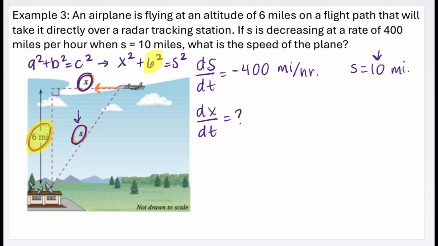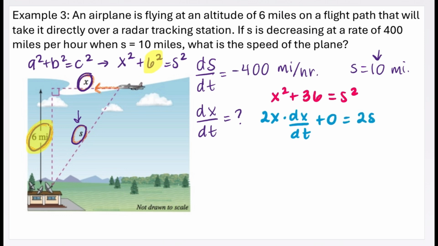Now, I'm going to go ahead and write my formula. So x squared plus 36 equals s squared. And I'm going to go ahead and find my derivative with respect to t. So I'll have 2x times dx dt plus 0, because that's not changing, equals 2s times ds dt.